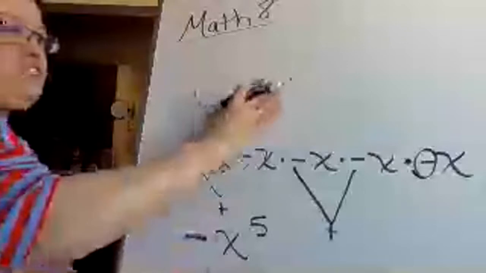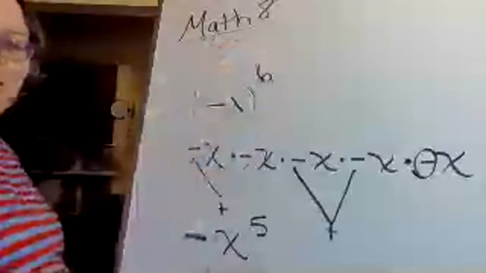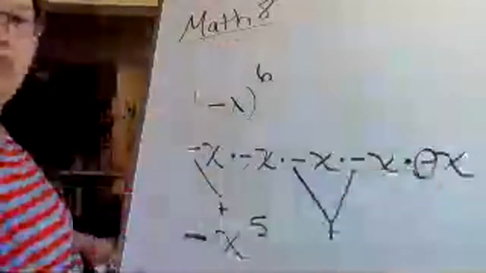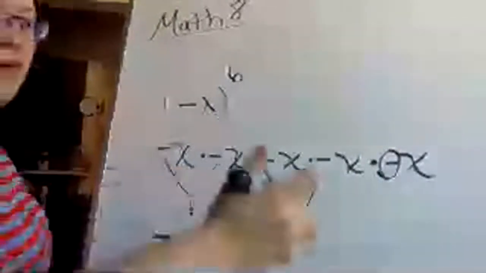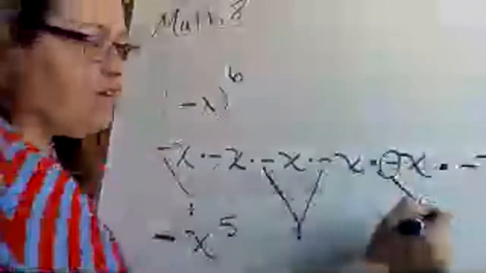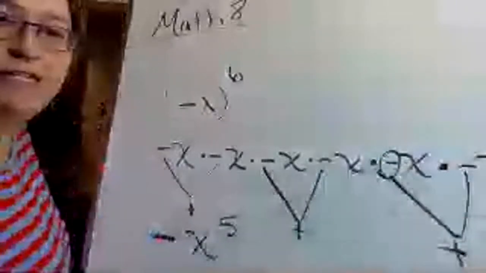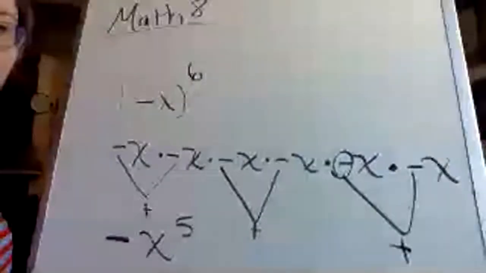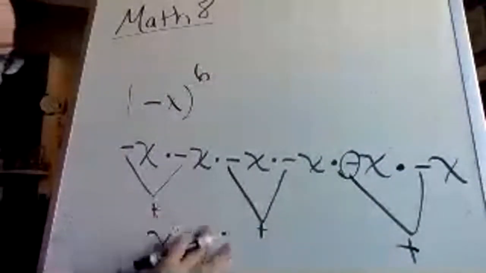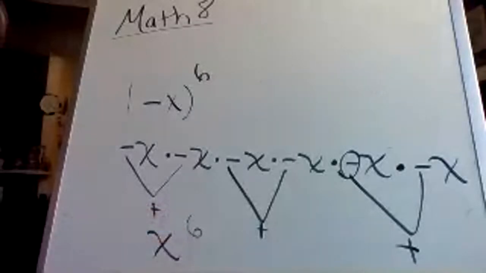Now, if we change this to a 6, if we change that to a 6 and add on another negative right here, these two negatives would end up as a positive. Oops, you can't even see that. There we go. So this would now be positive, and this would be to the 6th power.